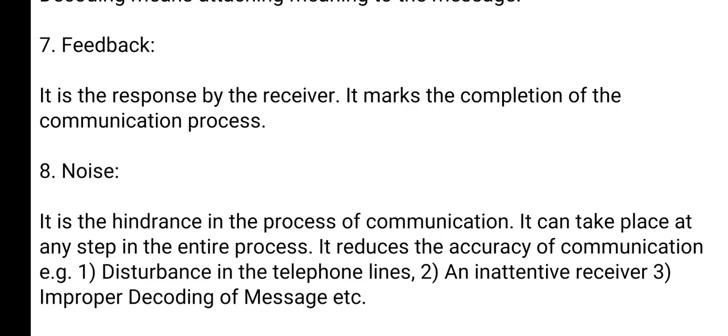A few examples have been given, like disturbance in the telephone lines. When there is a disturbance in the telephone lines, you cannot communicate properly, you cannot talk properly, you cannot hear what the other person is trying to say. The second example is an inattentive receiver. If there is a receiver who is not interested in listening to you, that can also be a barrier in the process of communication, because you won't be able to share what you want to, as the receiver is not at all interested in listening to you.